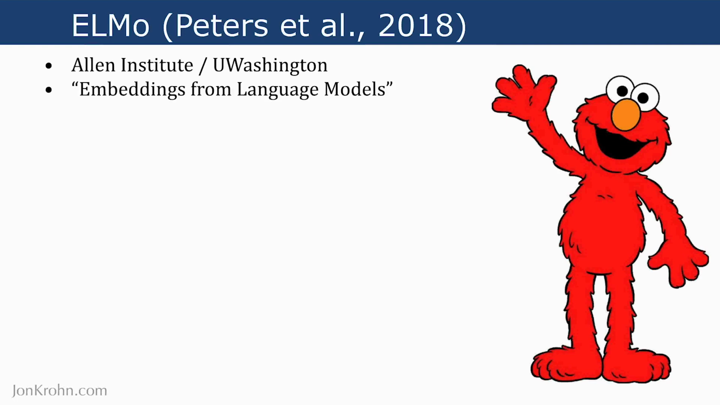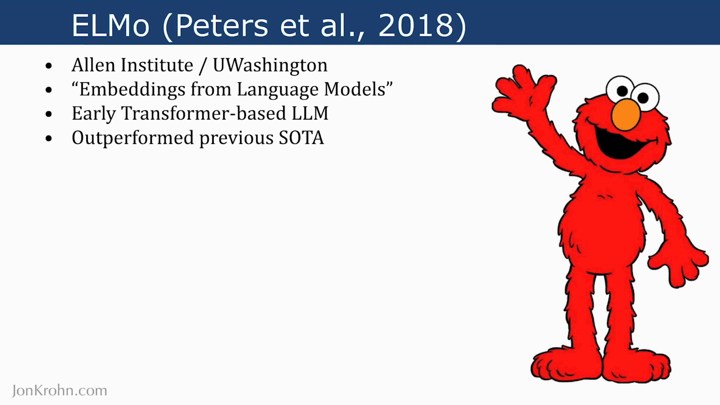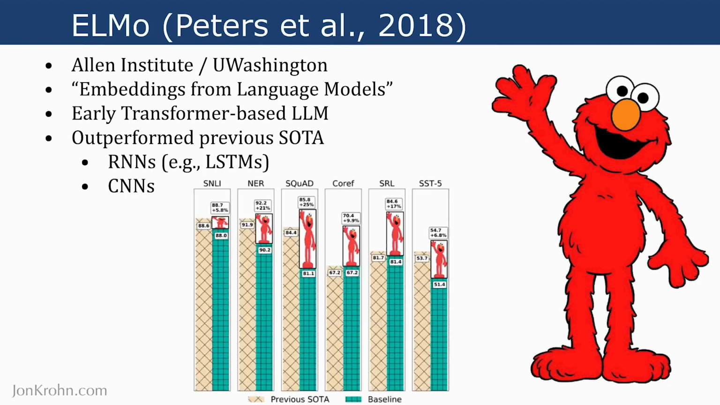One of the first big specific architectures in this space, one of the first big LLMs, was ELMo from the Allen Institute and the University of Washington. ELMo stands for Embeddings from Language Models. It was an early transformer-based LLM, and it outperformed the previous state-of-the-art, which was recurrent neural networks, LSTMs, by a huge margin, and CNNs as well. Here you can see the gulf between the previous state-of-the-art and how ELMo performed in 2018. This was the first time that people started to realize, wow, for a broad range of tasks, a transformer-only architecture could be a really interesting idea, a really powerful idea.